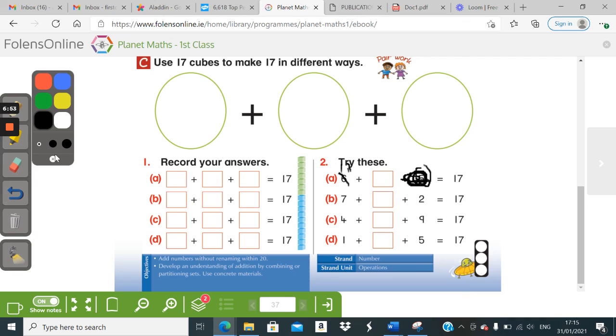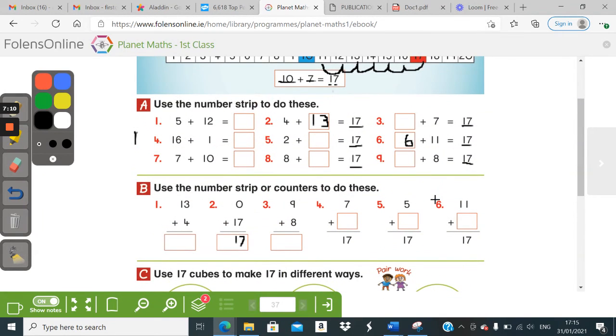Oh, that's not a very good 11. I'll do that again. Cross out my 6. Put in my 11. I'll put it there this time. Remember that 11 is 6 and 5 added together. 11 plus something equals 17. And you have it up there.